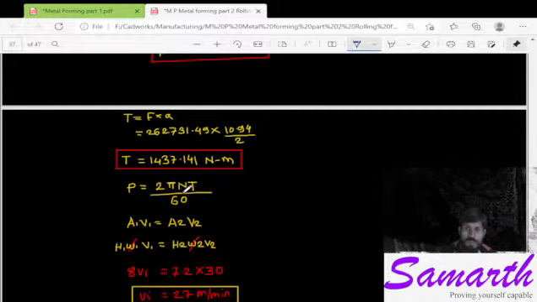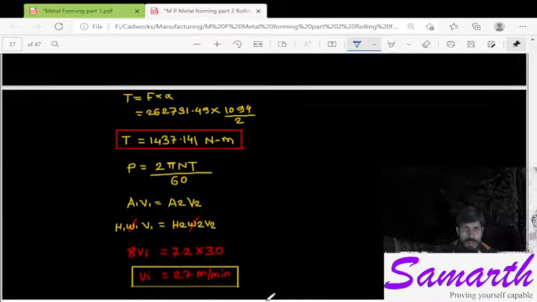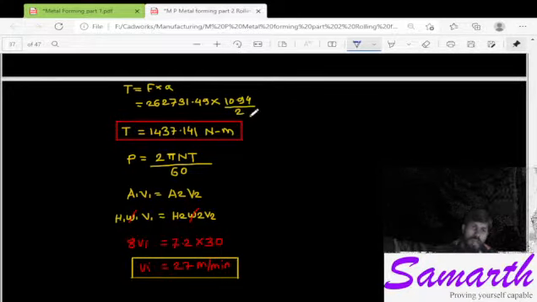Power we will get from this formula, that is 2 pi NT by 60. Now we have not been given the value for N, so we will find it from the constant mass flow rate formula, that is A1 V1 is equal to A2 V2. Area is H1 into W1 into V1. W will be cancelled. Width is the same because nothing is mentioned about width, so we will take it as constant. H1 is 8, H2 is 7.2. V1 we will get from this formula as we have been given V2.